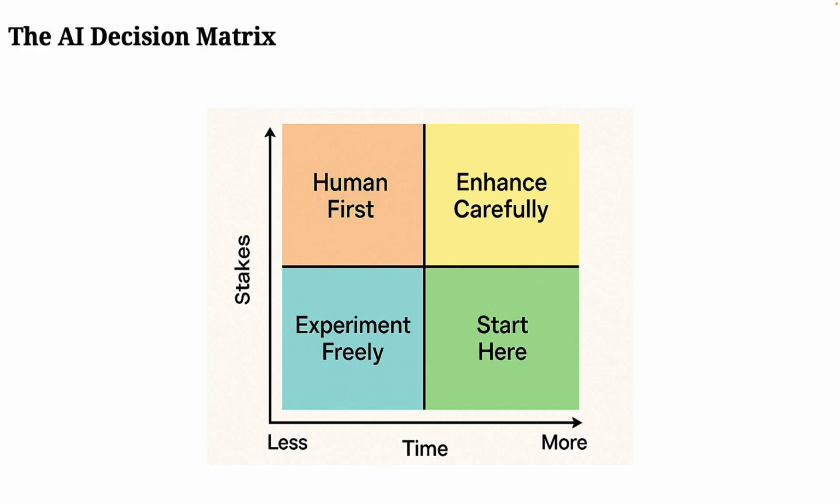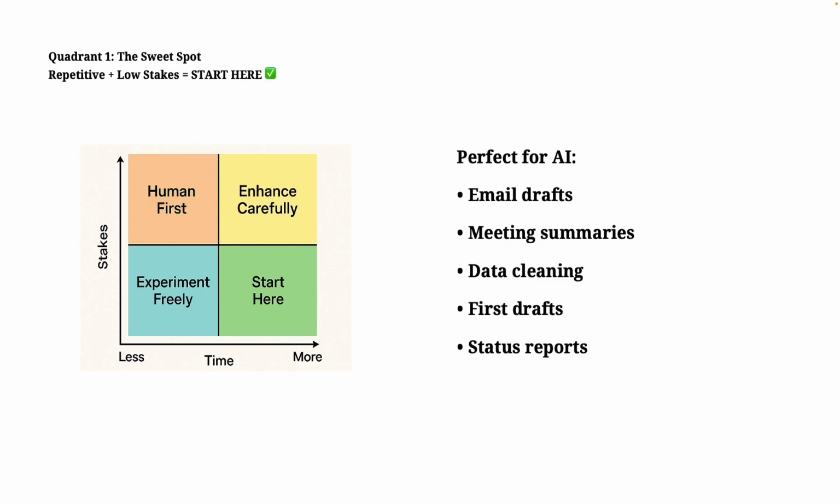Now, if we don't spend very much time on it and the stakes are low, then go ahead, experiment freely. And then finally, if we don't spend much time on it, or if it doesn't take very much time, but the stakes are high, perhaps we need a human first and not an AI first based solution. Okay, so let's look at a few specific examples.